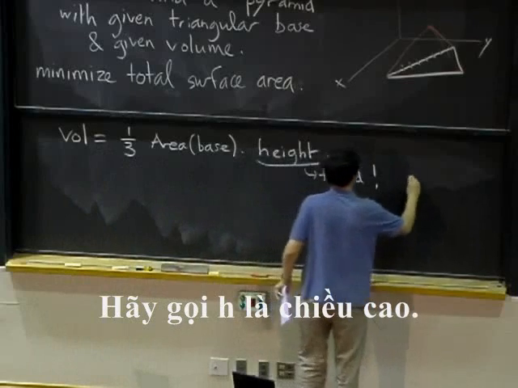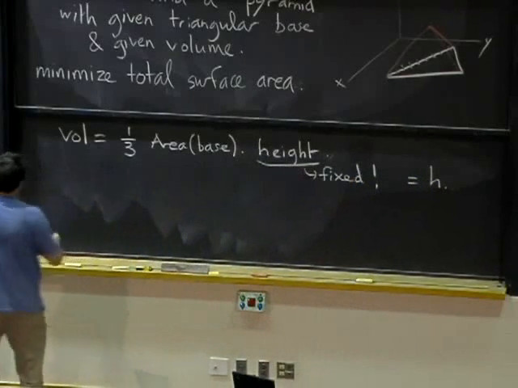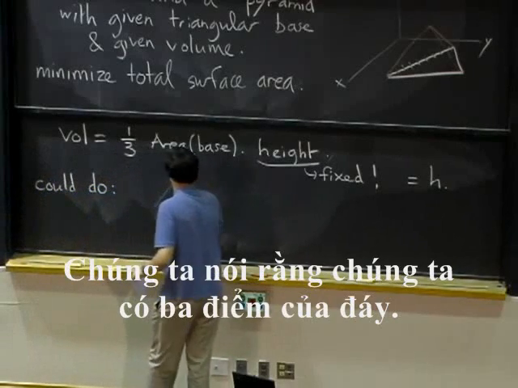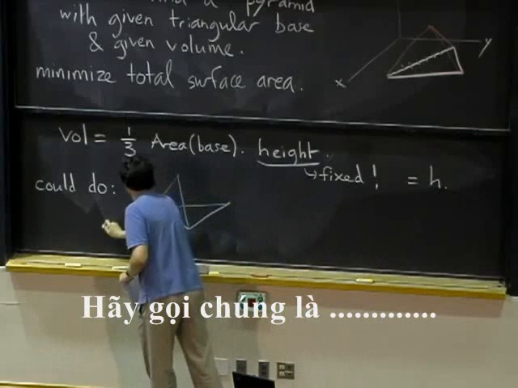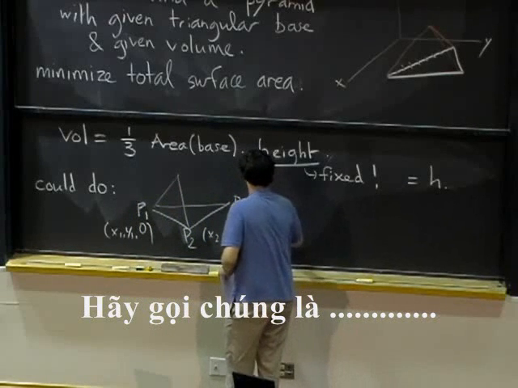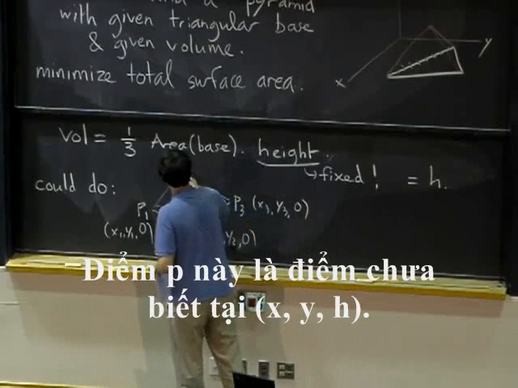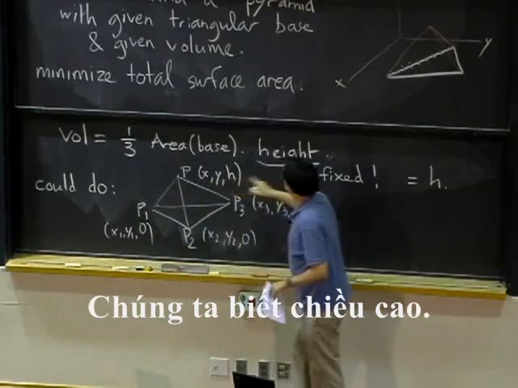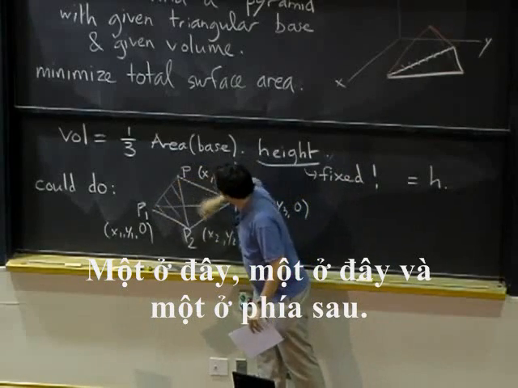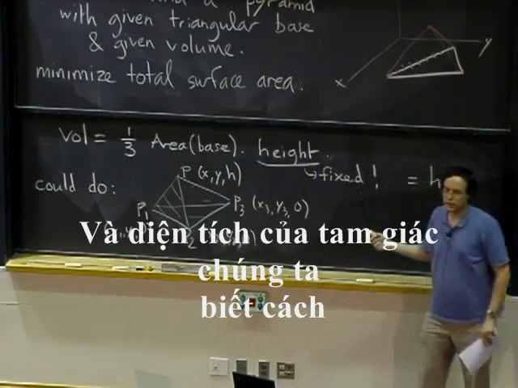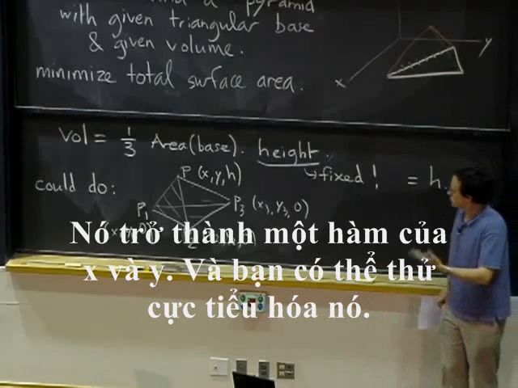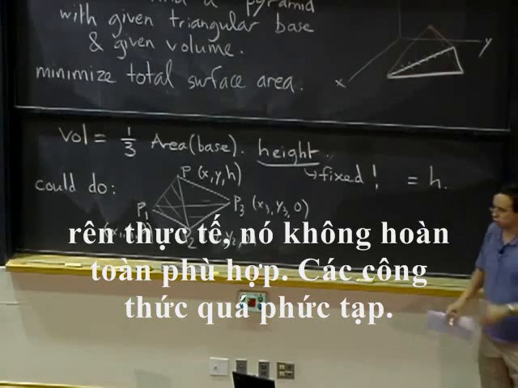Okay, let's call h the height. So what we could do is something like this. We say, well, we have 3 points in the base. Let's call them P1 at (x1, y1, 0), P2 at (x2, y2, 0), P3 at (x3, y3, 0). This point P is the unknown point at (x, y, h). Well, at least we know the height. And then we want to minimize the sum of the areas of these 3 triangles, one here, and one at the back. And areas of triangles we know how to express using the length of a cross product. So that becomes a function of x and y, and you can try to minimize it, and actually it doesn't quite work. The formulas are just too complicated. You never get there.